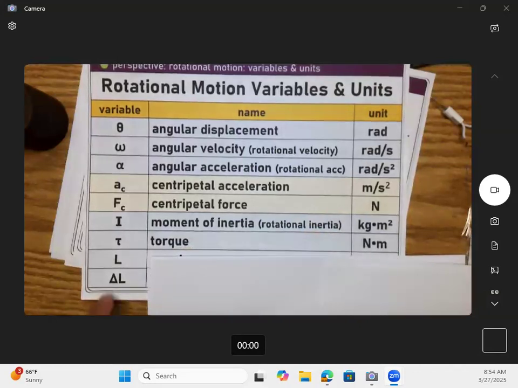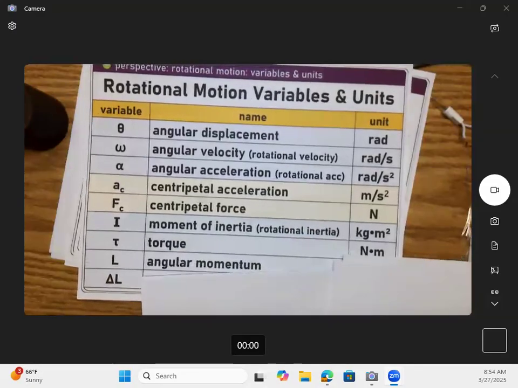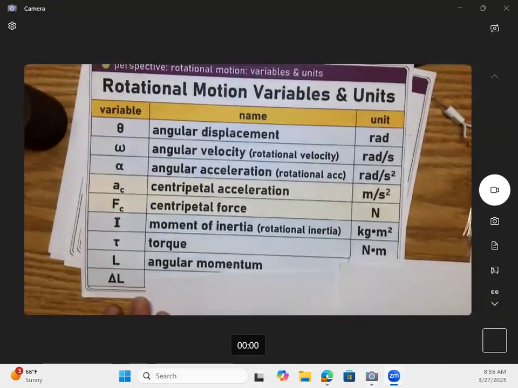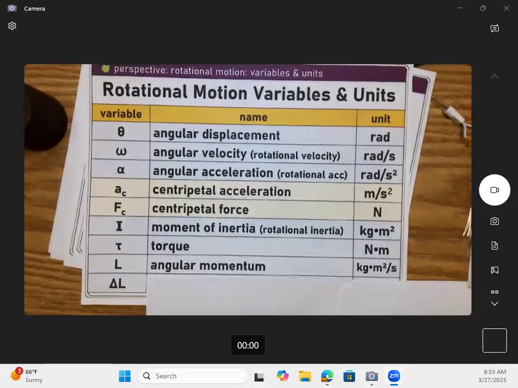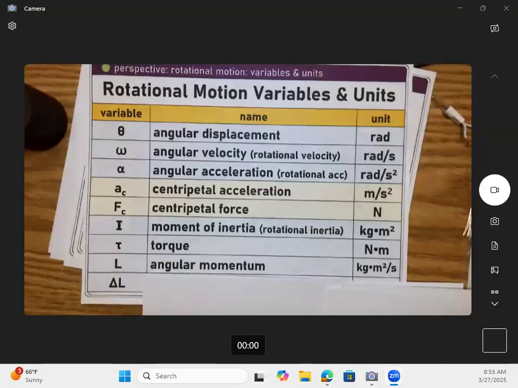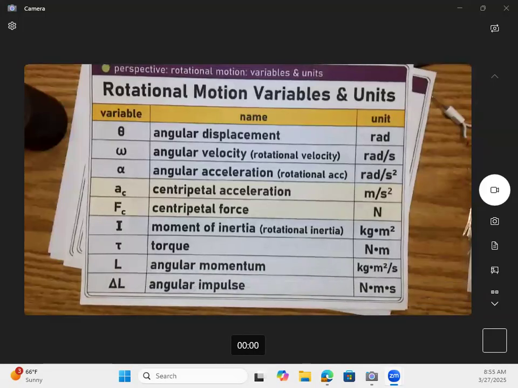Okay. What is capital L? Angular momentum. Aha, and here, I'll show you guys that one. There's different ways. You go kilogram meter squared per second. There's also newtons times meters times seconds. You see that one too. And then if you have a change in angular momentum, you can call it angular impulse.